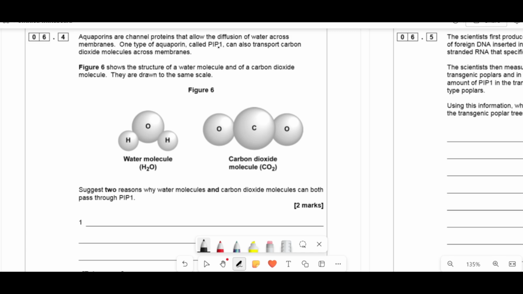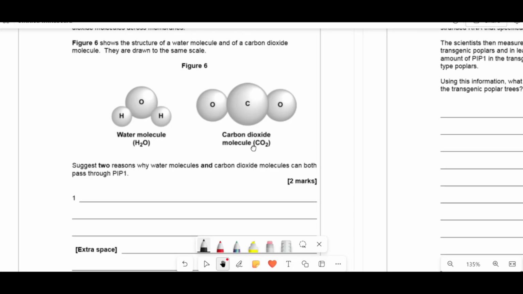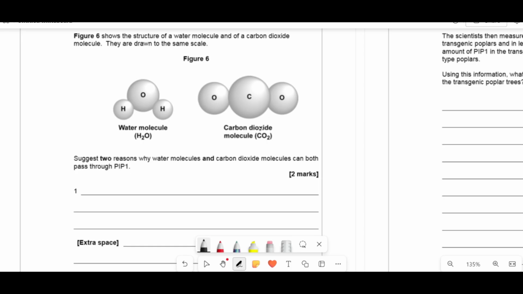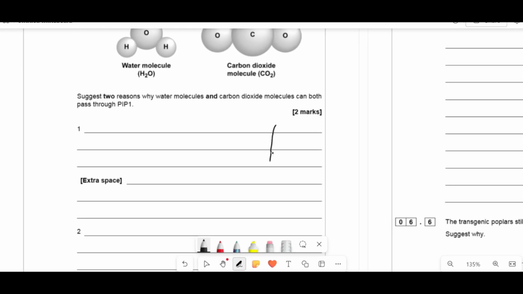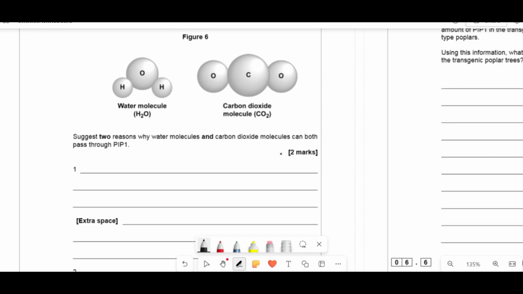So aquaporins are a type of channel protein that allows the diffusion of water across membranes. One type of aquaporin called PIP1 can also transport carbon dioxide molecules across this membrane. It says figure 6 shows the structure of a water molecule and carbon dioxide, and they're drawn to the same scale. Suggest 2 reasons why water molecules and carbon dioxide molecules can both pass through PIP1.